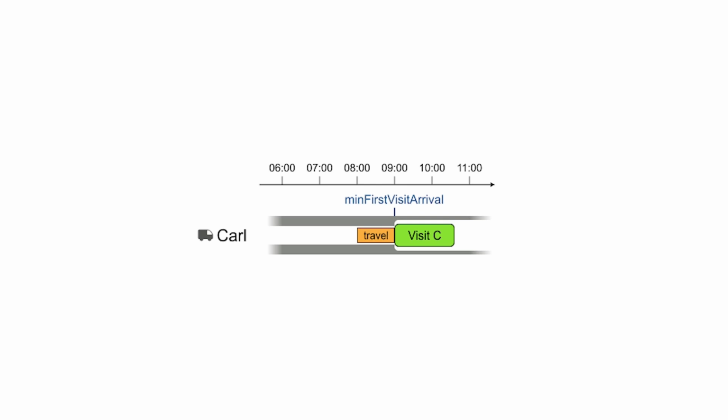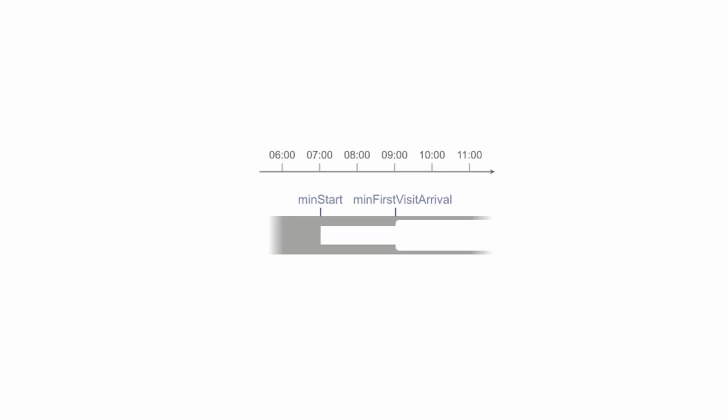Be careful with this. The solver is incentivized to assign the long drives before the first visit, but Carl doesn't want to depart at 6 a.m. in the morning. To fix this, add a minimum start of 7 a.m. Now the travel to the first visit mostly doesn't count, but in the case of the 3-hour ferry, only the first 2 hours come from Carl's personal time.